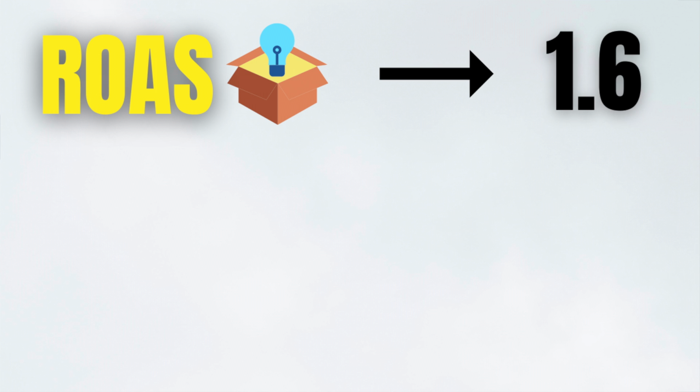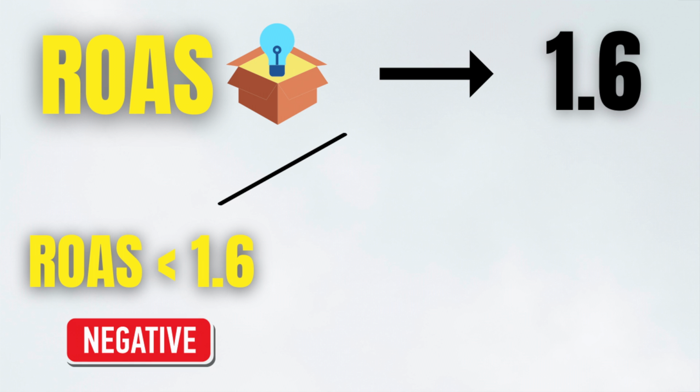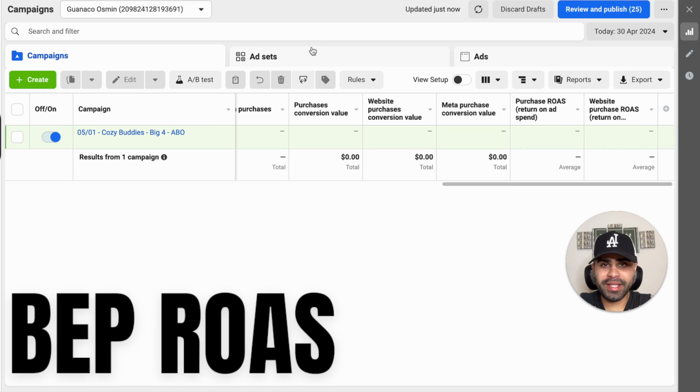So let's say my ROAS on a product is a 1.6. A total ROAS below a 1.6 is meaning that I'm losing money. Anything above 1.6 means that I'm in the green, or I'm profitable and I'm making money. So before you test any product, know your break-even point ROAS.